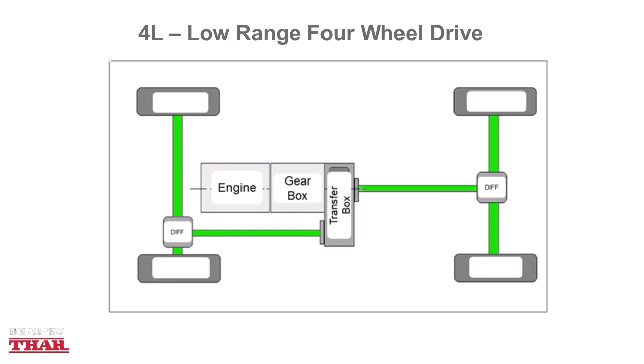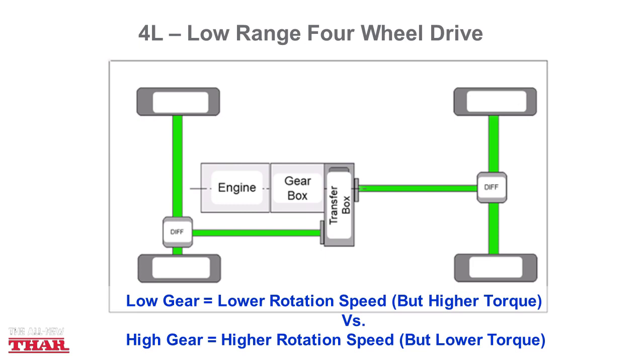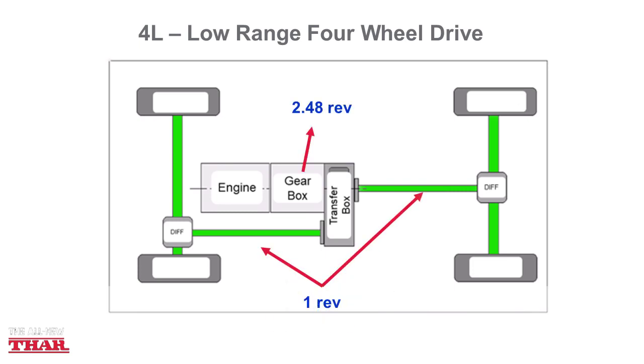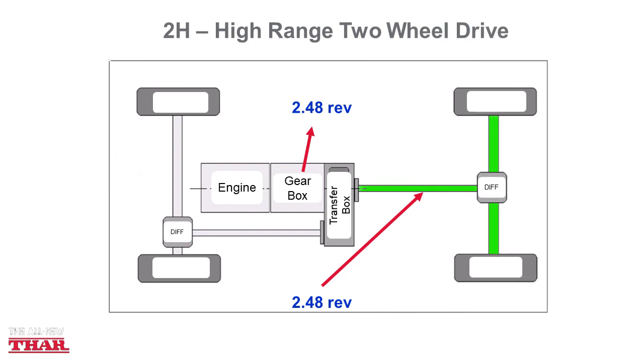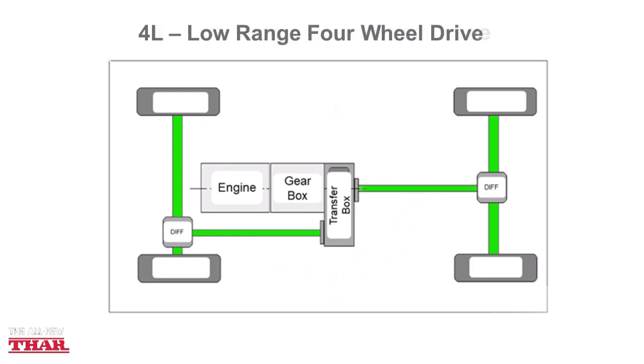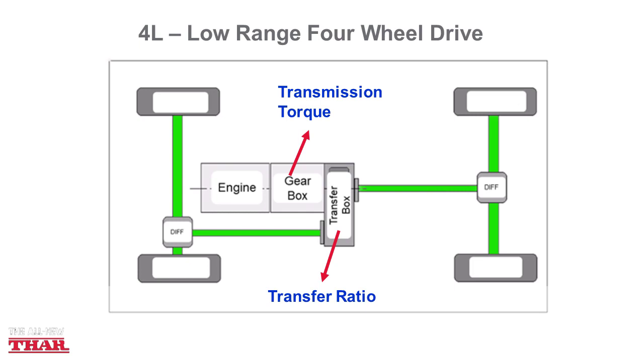When 4L is engaged in the Thar, a different gear set consisting of lower gears is used. By nature of gears, low gears have low speeds, corresponding to higher torque or torque multiplication. This low-range gearing is known as the transfer ratio and is 1:2.48. Therefore, for every 2.48 turns of the transmission, the drive shafts will rotate only once. By comparison, in 2 high or 4 high, for every 2.48 turns of the transmission, the drive shaft will also rotate 2.48 times. In 4L, the transmission torque is multiplied by the transfer ratio, so in the case of the Thar, by 2.48.